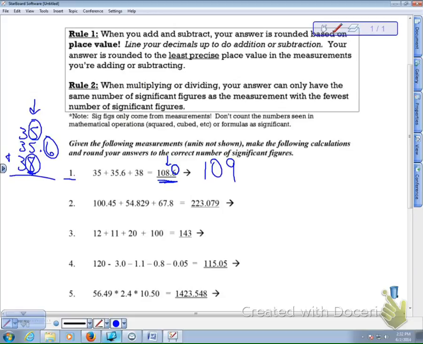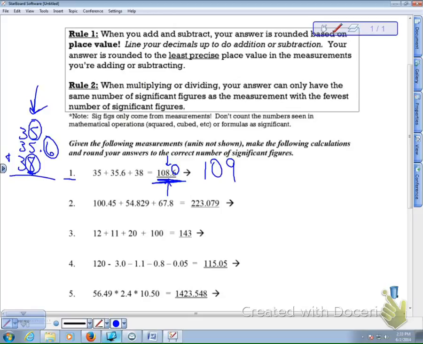And you're thinking, well, how the heck do we just make changes like that? Well, it goes back to these values over here. We don't have much confidence in the 5 or the 8. They're both guesses. So how can I, in my answer unrounded, report it as 108.6 when I'm not even sure the ones place is accurate? So our answer can only be as accurate as our least precise place value.